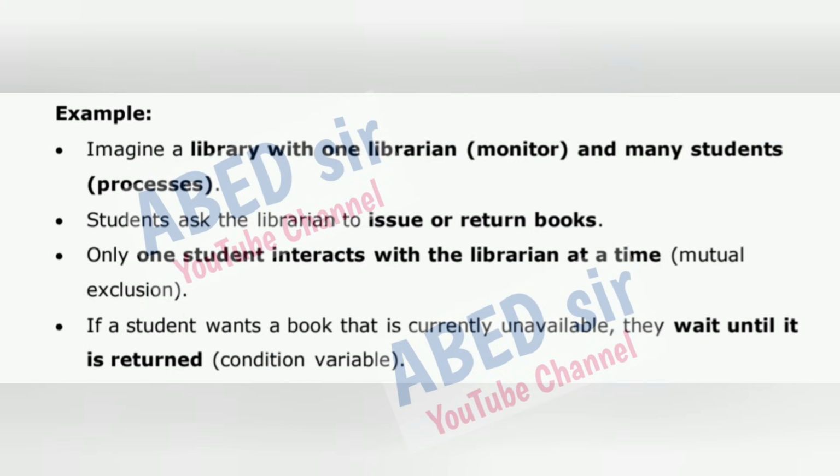Example. Imagine a library with one librarian, the monitor, and many students, the processes. Students ask the librarian to issue or return books. Only one student interacts with the librarian at a time, mutual exclusion. If a student wants a book that is currently unavailable, they wait until it is returned, condition variable.